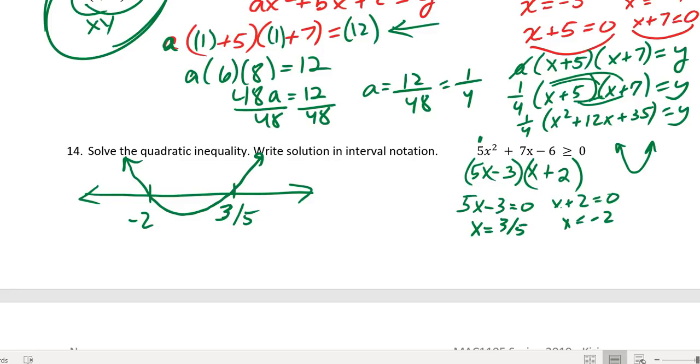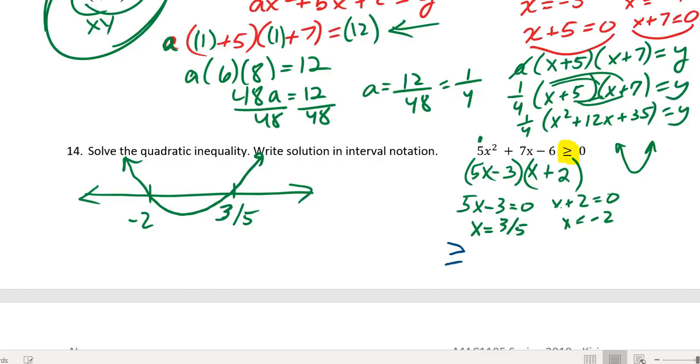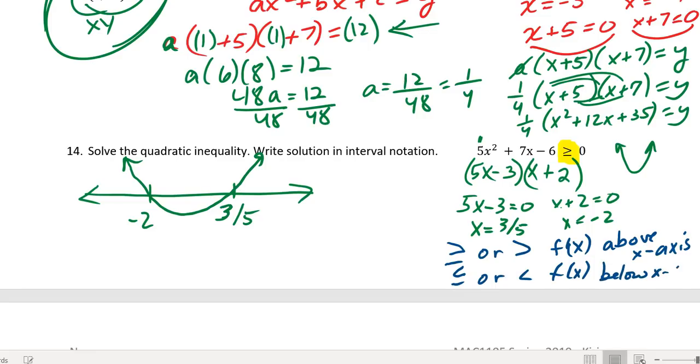So now I want to look at my sign. The sign says greater than or equal. I know that greater than or equal or greater than, I'm looking for my values where my function is above the x-axis. If I have less than or equal or less than, I'm looking for below the x-axis. So mine is greater than or equal, so I'm looking for the portion of my function that goes above the x-axis. So this is going to be this region on the tails of my quadratic.